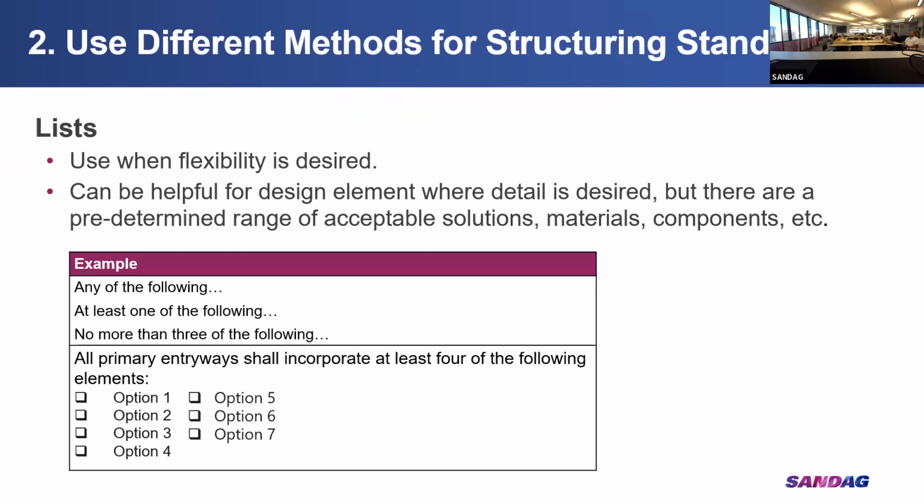Lists can be very helpful when flexibility is desired, when you might be looking for creativity in terms of design, but you don't want sameness. There may be a predetermined range of acceptable solutions, materials, components. You can use the terms any of the following, at least one of the following, no more than 3 of the following. For example, this can be very helpful with things like entryways, frontages, active ground floor treatments, and you can provide any number of solutions, but a minimum goal for how creative or how rich you want that environment to be. So it could include things like awnings, stoops, patios, shade structures, change in materials, and you can include a variety and a little more detail on that, and then specify a minimum compliance. Next slide.